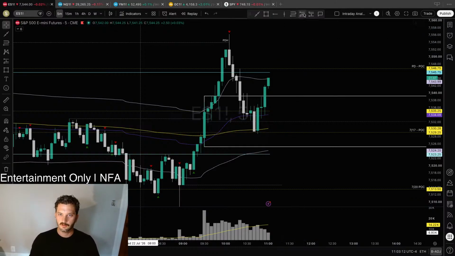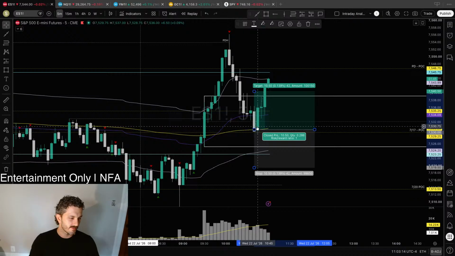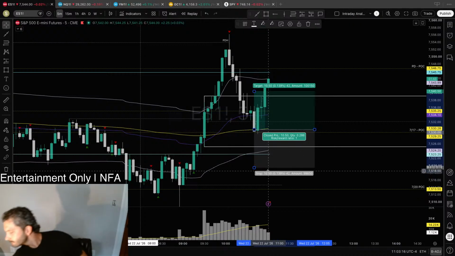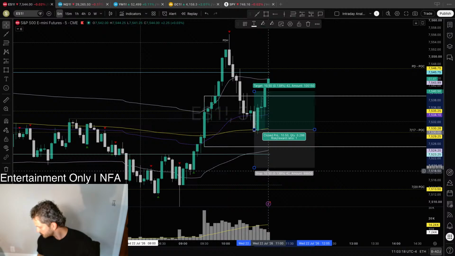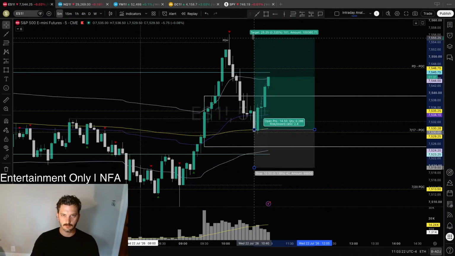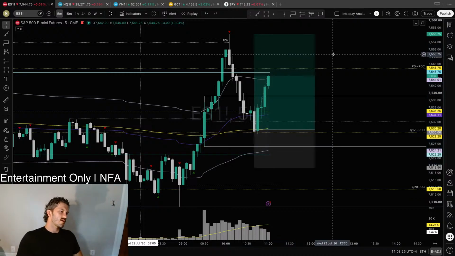Look at that. Look at that move off of the 200 EMA. This makes a new high, I swear.